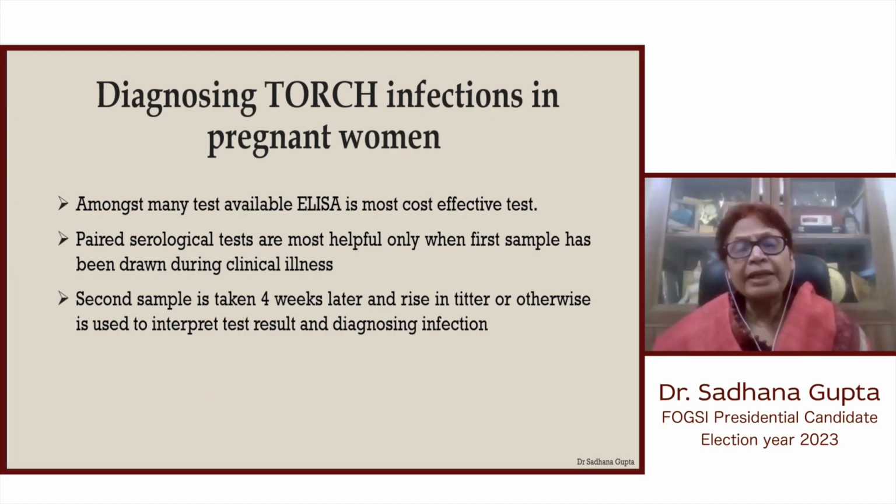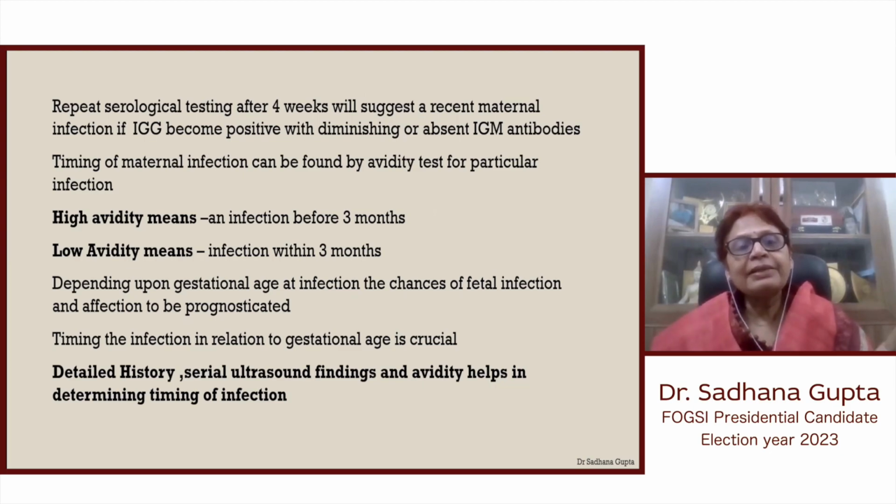What is the routine test we do in clinical practice? That is the ELISA. A second important point is that no single test can tell you the immune status of the woman and the duration of infection. You need the first sample at the time of illness and the second sample after 4 weeks; the rise and change in titer gives you the best idea of the course of the infection and the possibility of fetal infection.